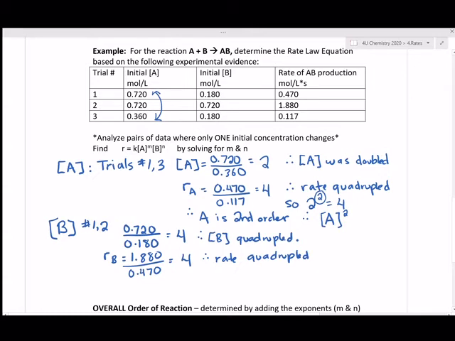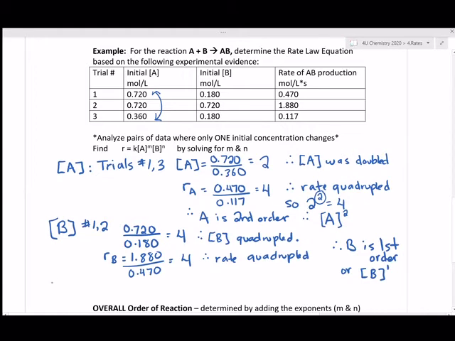So we did exactly the same. We increased the concentration by 4 times, and the rate went 4 times as fast. So therefore, B is first order, or B will be raised to the 1.